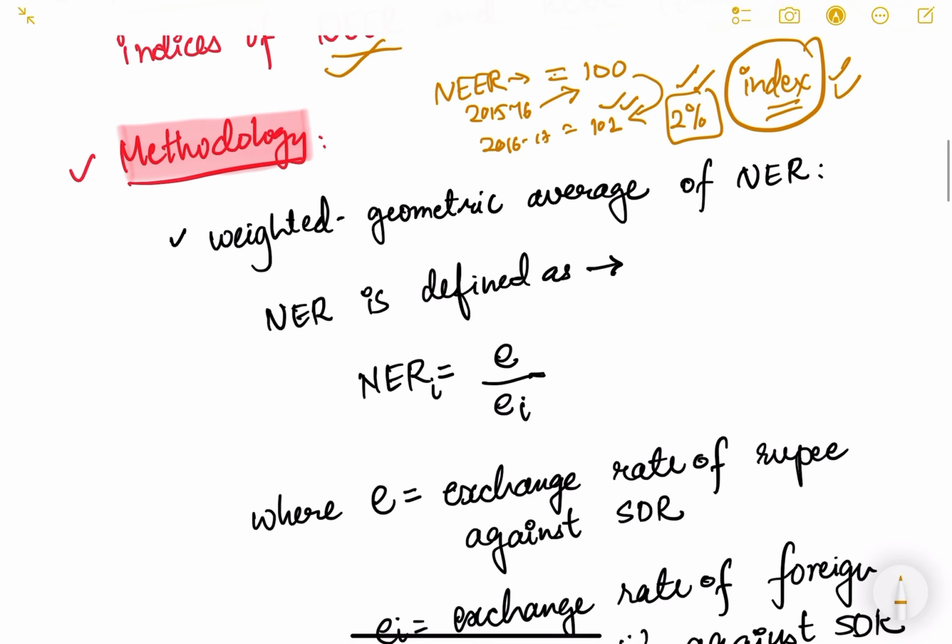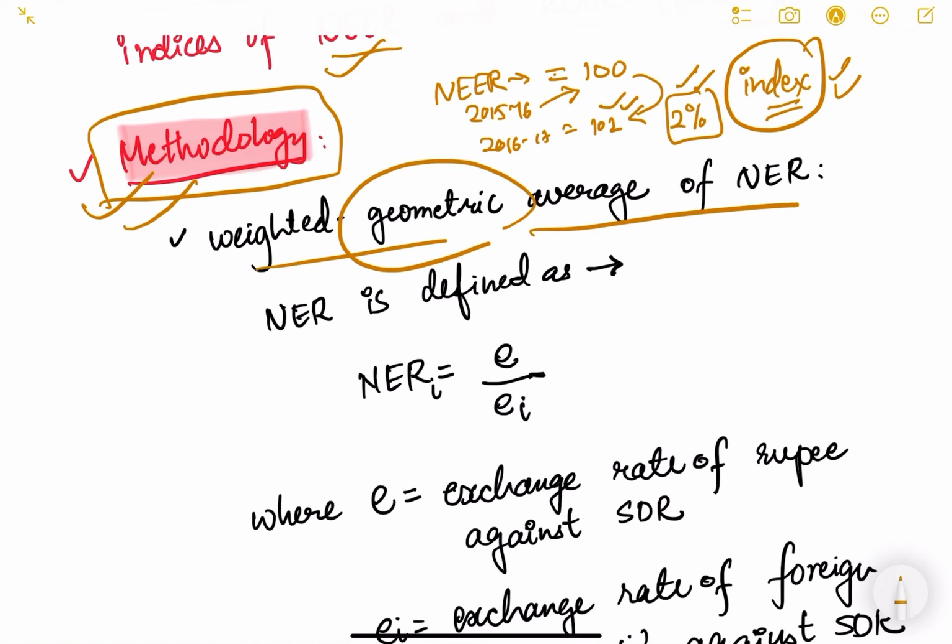So what is the methodology? We will not go into the mathematics because it is very technical and very complicated mathematics. So basically it is a weighted geometric average of nominal exchange rate. We don't have to go into the detail of what is the meaning of geometric average or arithmetic average. We just have to keep in mind that it is a weighted average of nominal exchange rate.